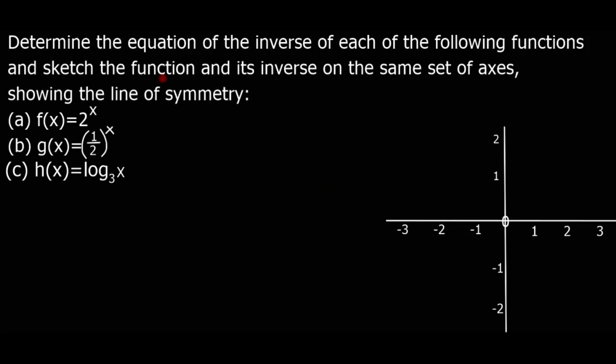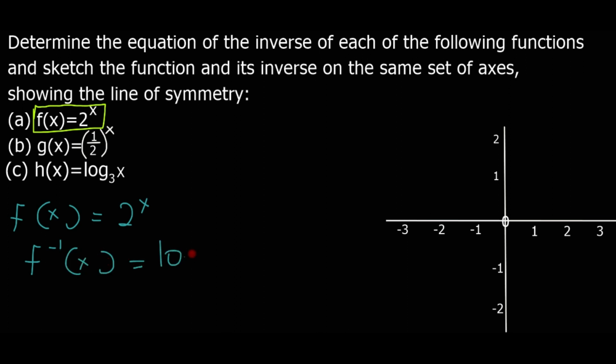This one: determine the equation of the inverse of each of the following functions and sketch the function and its inverse on the same set of axes, showing the line of symmetry. A re lebelele part A first. So mo re na le f at x e lekana le 2 to the exponent x, and then remember already re findile the inverse. So the inverse re kreile gore ke log 2 x. Re dirile already for the previous question, ge o ka e gopola botse this one.